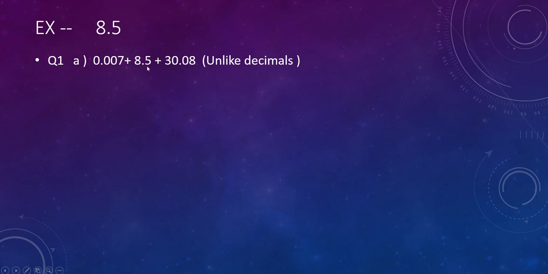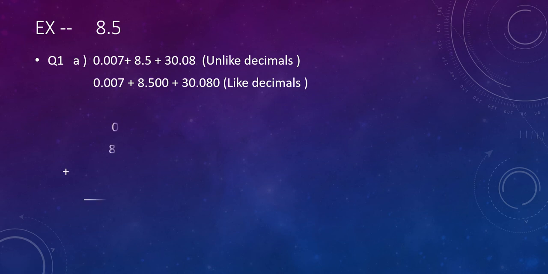So 8.5 would become 8.500 and the next number would become 30.080. Just see, I have put 2 zeros here and 1 zero in this number just to make 3 decimal places. Okay. Now, just simple addition you are going to do.